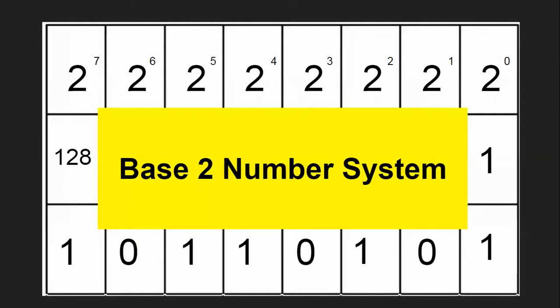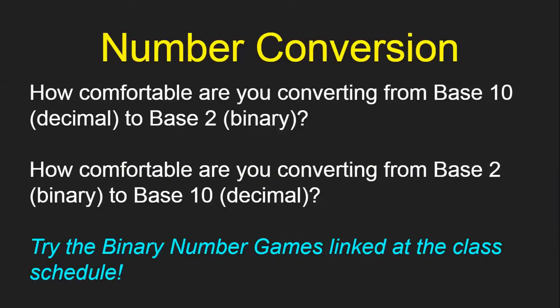So moving forward, later on in the class, later on in the week, we're going to talk about number conversion. And at this point in the class, you want to ask yourself, how comfortable are you converting from base 10, which is decimal, to base 2, which is binary? Similarly, how comfortable are you going in the reverse? How comfortable are you going from base 2 to base 10, or binary to decimal? On the class schedule, at the class website, I did link to some binary number games. So this can help you practice that process. And they are separated by easy, medium, and challenging, so you can give yourself an appropriate level of review.